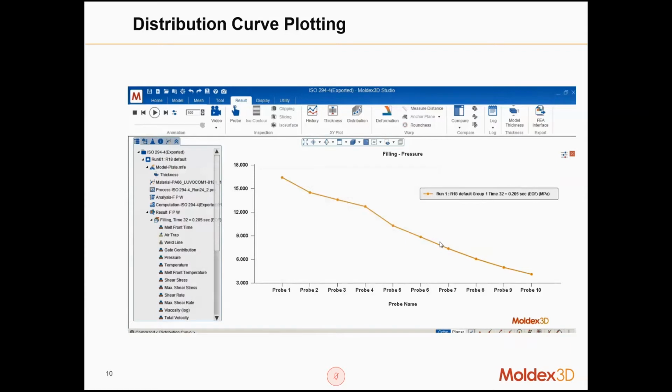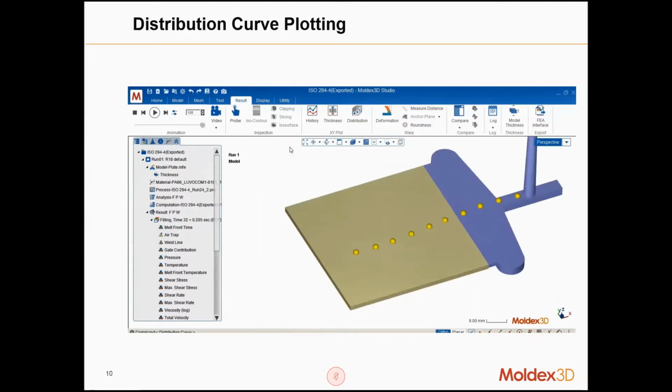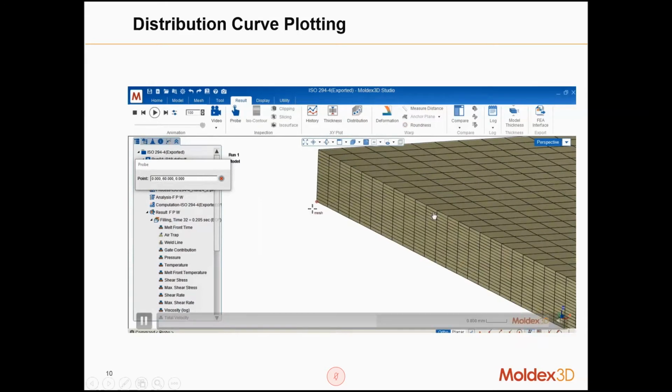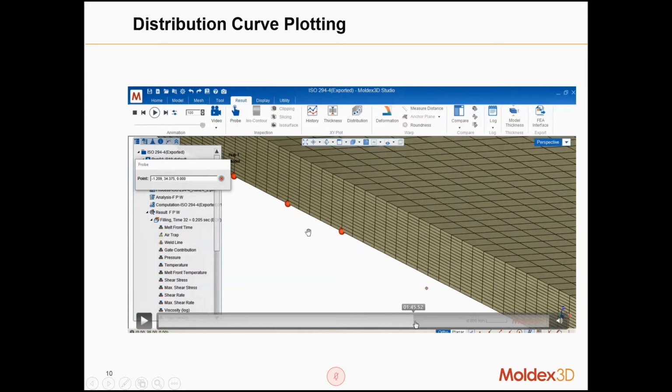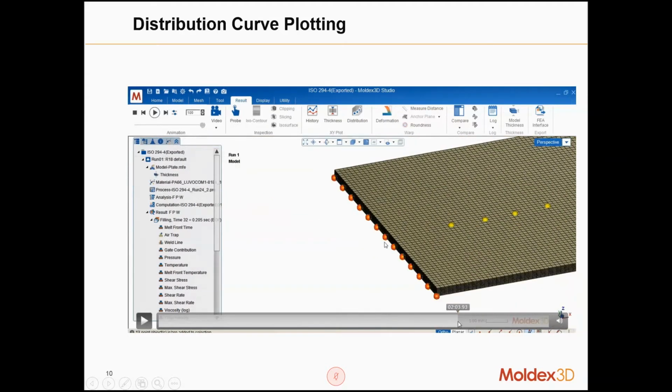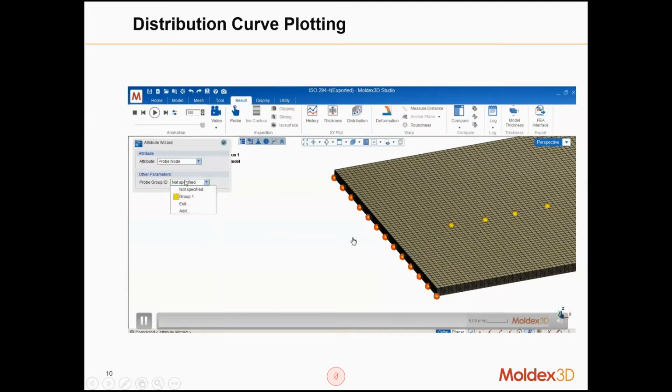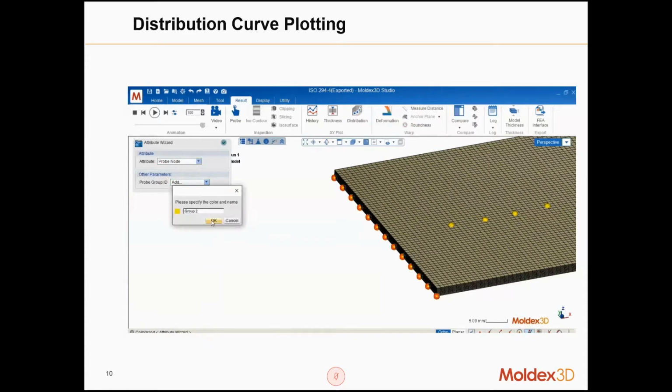And as another example, we can also use this distribution curve to draw something like flatness. So first I will put the props along the edge of this plate. I will speed up a little bit. And since I have a lot of props, I need to group them together. And this time it is group 2.